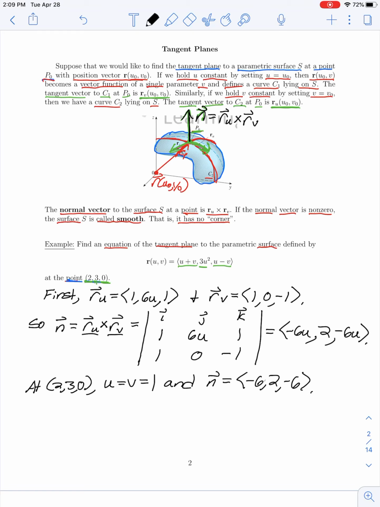Okay, so now that we have a normal vector to our tangent plane and a point that it passes through, we're ready to find the equation of our plane. So recall, to find the equation of a plane with a given normal vector passing through a point, we take the first component of our normal vector, negative 6, times x minus the x-coordinate for our point, which was 2.